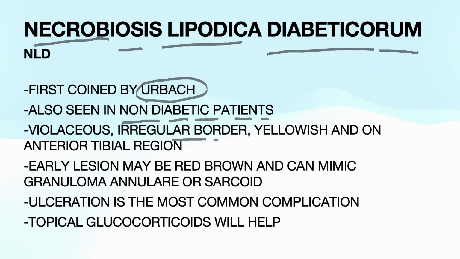There will be irregular borders and yellowish color, like I said, in the tibial region, and early lesions may mimic granuloma annulare or sarcoid in some cases. Ulceration is the most common complication. You will give topical glucocorticoids. In a diabetic, you won't give systemic glucocorticoids. Remember, the treatment is topical glucocorticoids, and never ever give systemic glucocorticoids. Never ever choose this. The most common skin lesion, to be honest, in clinical practice in a diabetic patient is nothing other than diabetic dermopathy.